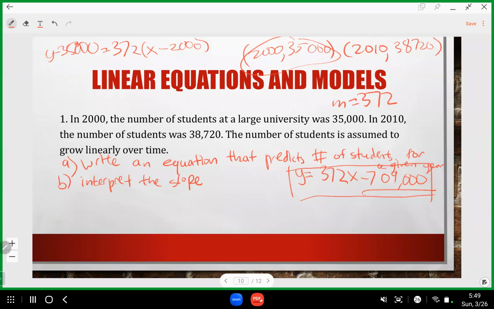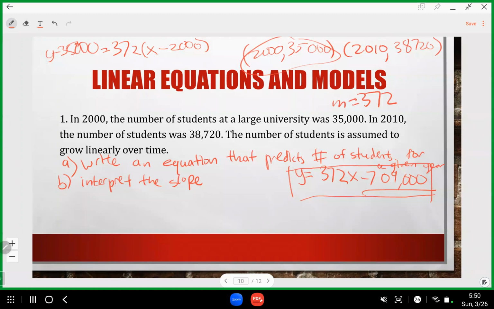So instead we get points like 0 and 35,000, and then 10 and 38,720, because that's the years after 2000, and then you get an equation that makes more sense. But it all depends on how you look at it, and even if you have these different equations, you're still going to get the same answer.